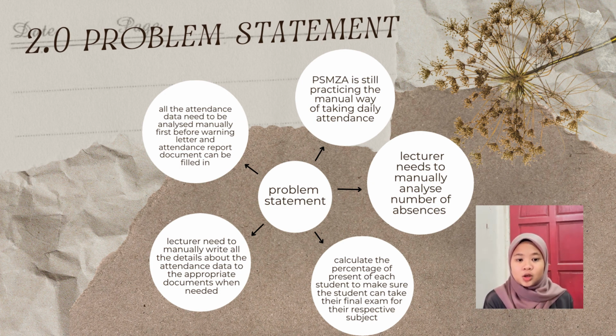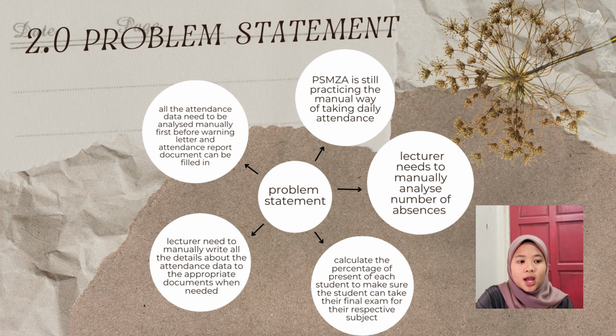in the attendance record. In addition, the lecturer needs to manually write all the details about the attendance data into the appropriate document when needed. A warning letter will be distributed to the student when the student's total number of absences is 3 or 6 times from the total class sessions, according to the PSMZA student attendance policy.